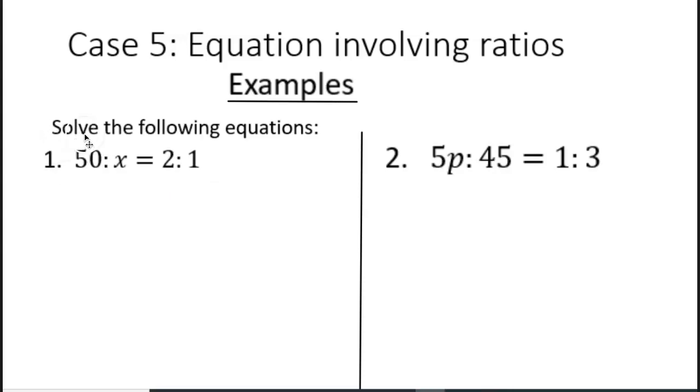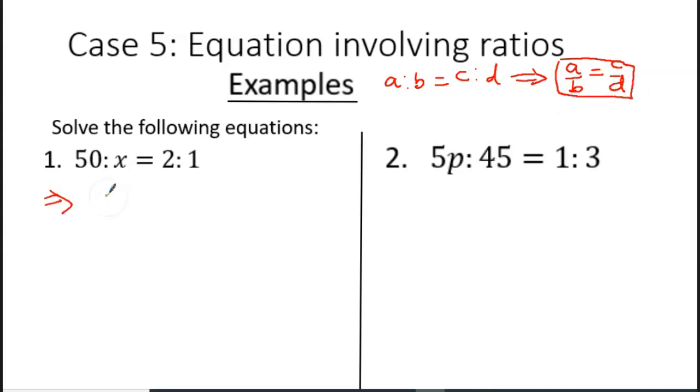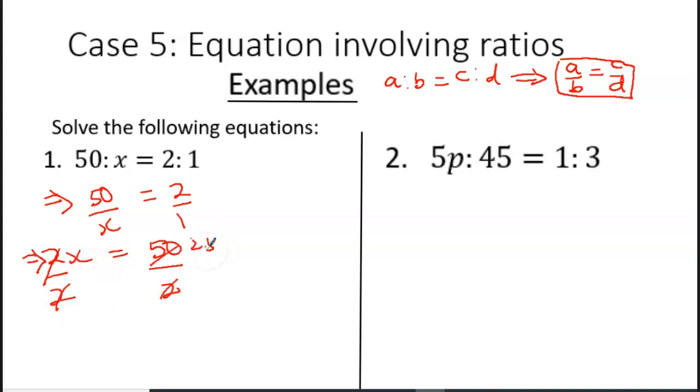Equations which involve ratios. Before I start, there is a concept that you need to know. If A is to B is equal to C is to D, then A over B is equal to C over D, and you cross multiply. That's all that we are going to do. So with this, 2 on x is equal to, so we cross multiply, 2x is equal to, so we want to find x, divide both sides by 2, so 25.